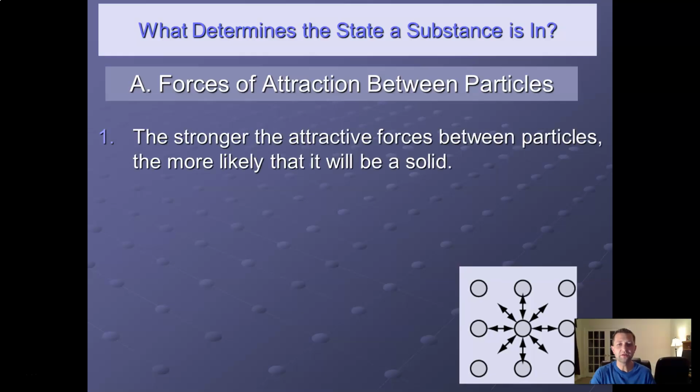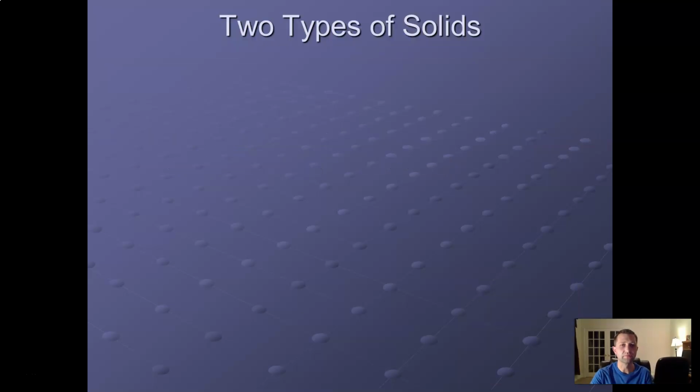The stronger the attractive forces between particles, the more likely it will be in the solid state. That makes sense, right? If you have particles that are relatively attracted to each other, they're going to be closer together. If you think of our particle representations of solids, liquids, and gases, solids have their particles close together. Liquids are a little bit further apart, freely flowing, and then gases are obviously very far apart.